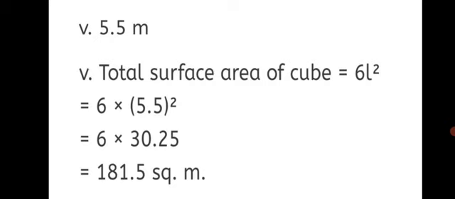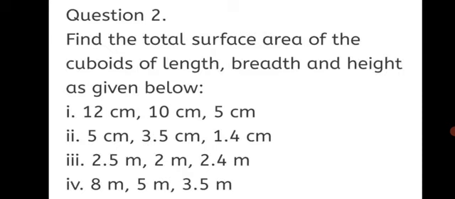So this way we have solved 5 sub questions where side of the cube is given, and we have to find total surface area of cube using the formula total surface area of cube is equal to 6L square, where L is the side of the cube. So we have finished question number 1, 5 sub questions. Moving on to question number 2. Find the total surface area of the cuboids.